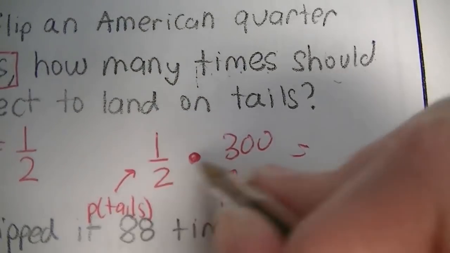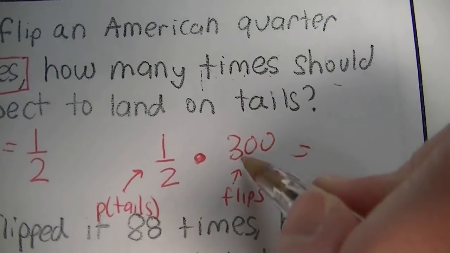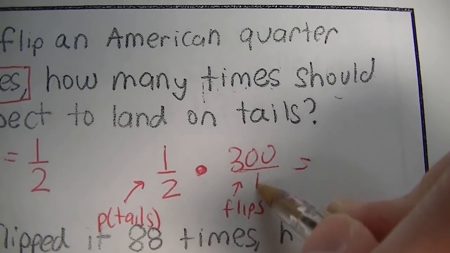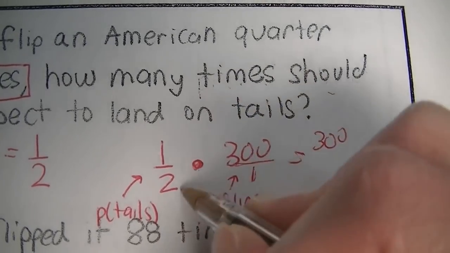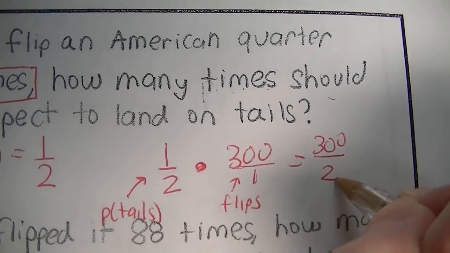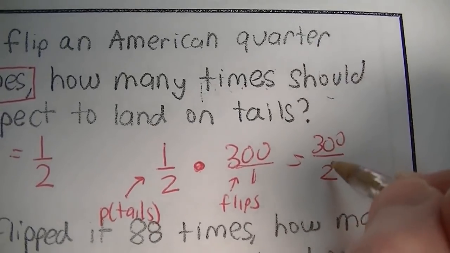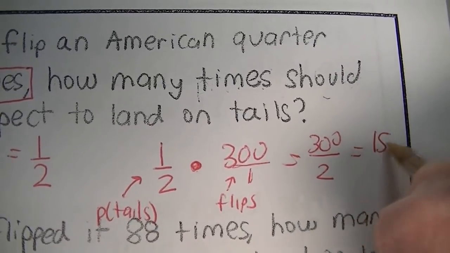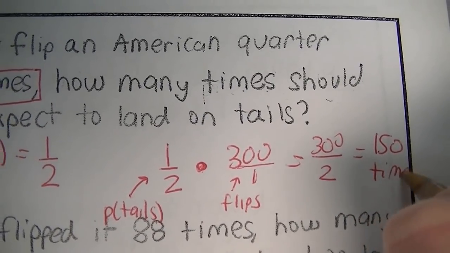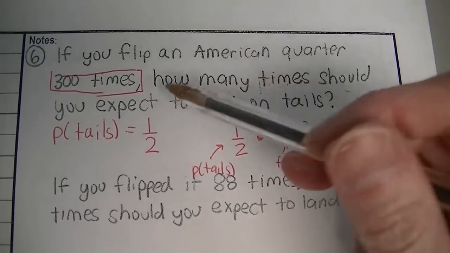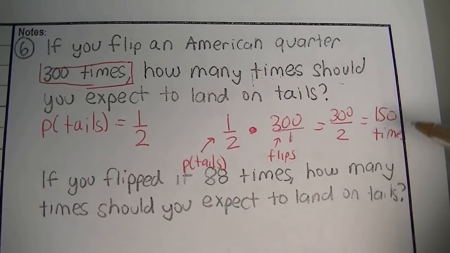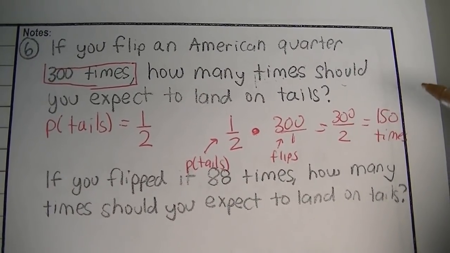And you'll see that there's a fraction here, and that might freak you out a little bit, but just make this other one in its fractional form, and then it'll be a little bit easier for you. So 1 times 300 is 300. 2 times 1 is 2. Let's go ahead and simplify that. I can just go 300 divided by 2, and that's 150 times. So theoretically, if you were to flip a coin 300 times, an American quarter, you'd expect to land on tails 150 times, theoretically.